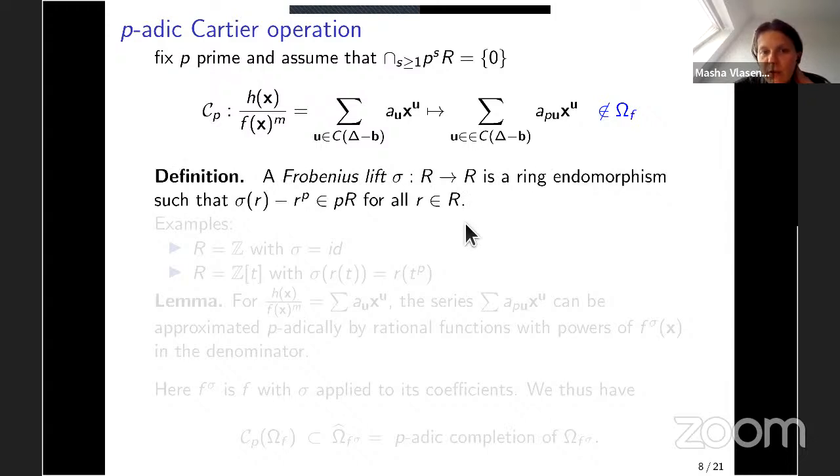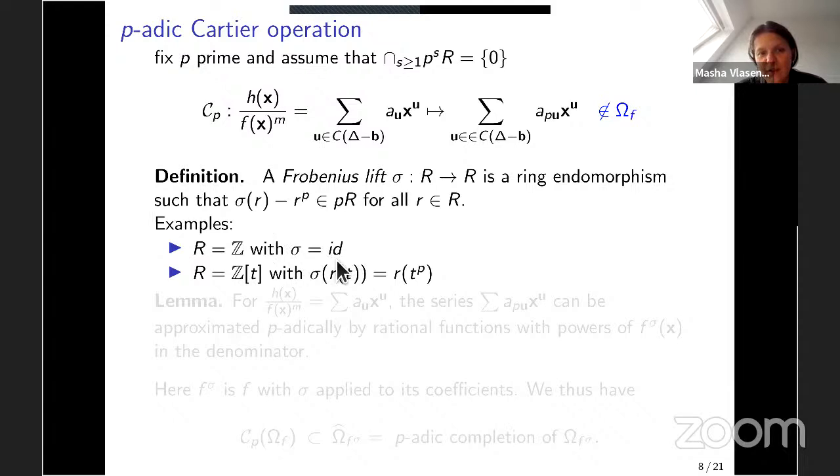For that, we need to consider a Frobenius lift on R. A Frobenius lift is a ring endomorphism sigma such that sigma of r is congruent to r to the p modulo p for every element r. Examples of Frobenius lifts are the identity, the trivial lift on the ring Z, because of little Fermat's theorem. On the ring of polynomials Z[t], we can take the operation which raises the variable to the power p. Again, by Fermat's little theorem, this will be a Frobenius lift.